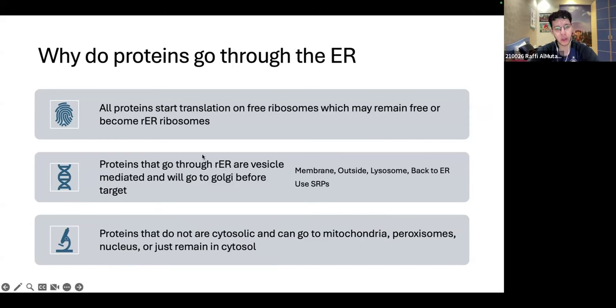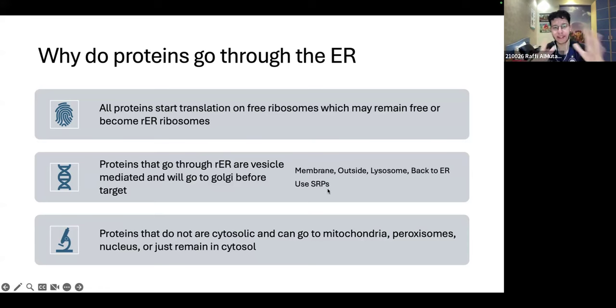So if something goes through the rough endoplasmic reticulum, it therefore must go to the Golgi before it reaches its target. Some of the targets would be the membrane, outside the cell, lysosome, or back to the endoplasmic reticulum, and it uses SRPs.